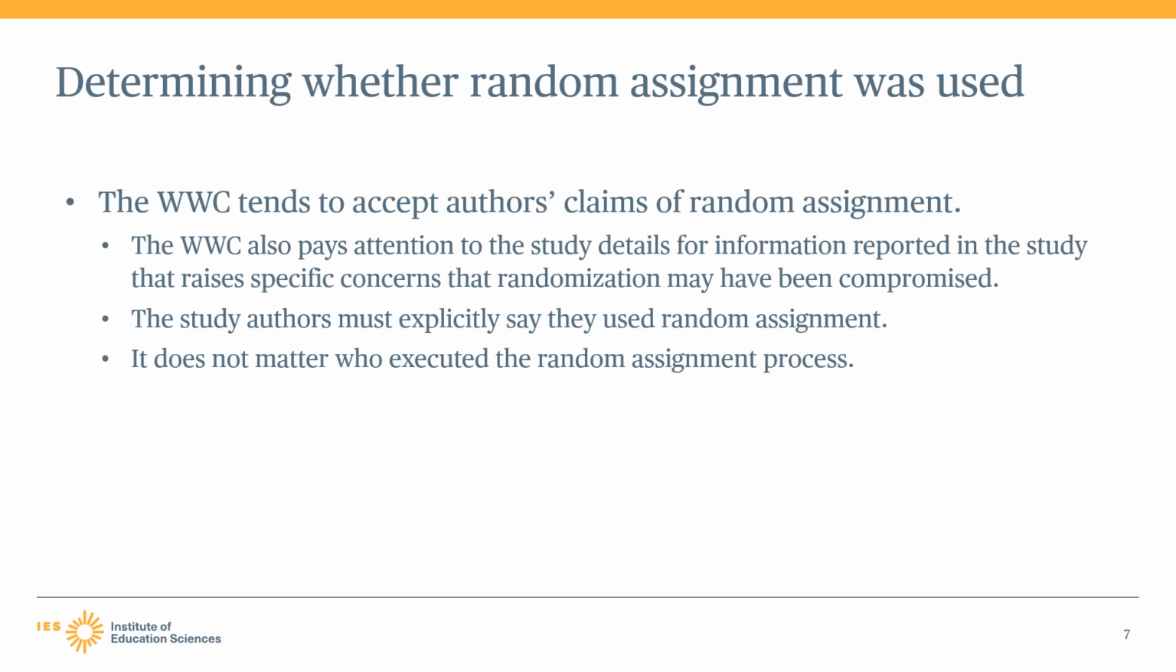Finally, the WWC is not concerned about who actually executed the random assignment, as long as there is no reason to believe that the study used a compromised randomization process. For example, some studies take advantage of a pre-existing lottery, such as those often used for charter school admissions, and the researcher had nothing to do with that random assignment process. The WWC would still consider this a randomized assignment process. Some studies may conduct a well-executed random assignment process, but something happens later that compromises it.